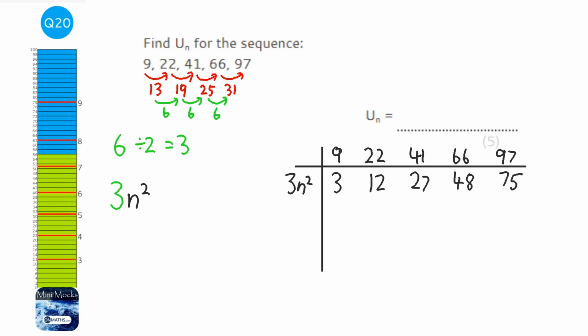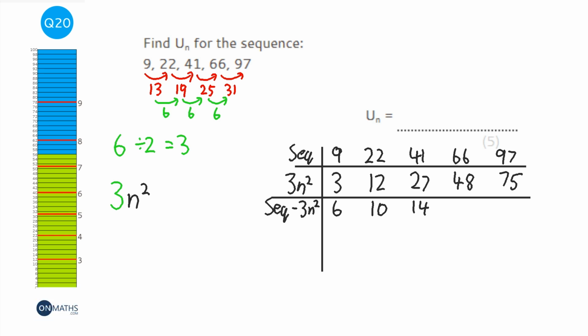Now what we want to do is take 3n squared out of our sequence. So we're going to do our sequence, and we're going to take away 3n squared from it. So basically what I'm doing is I'm going to do 9 take away 3, which is 6, 22 take away 12, which is 10, 41 take away 27, which is 14, and I'm just going to keep subtracting them.